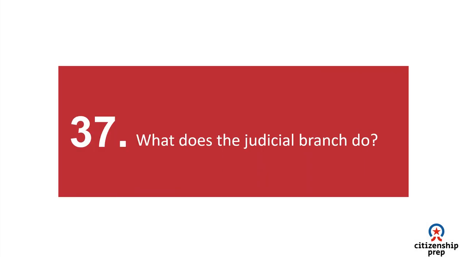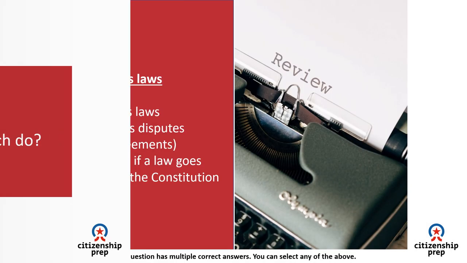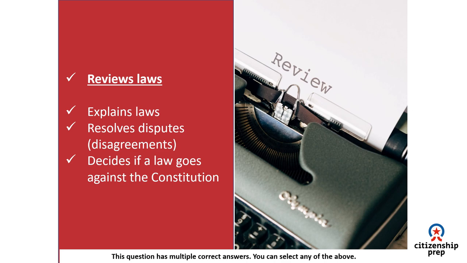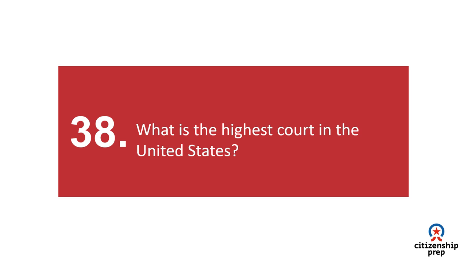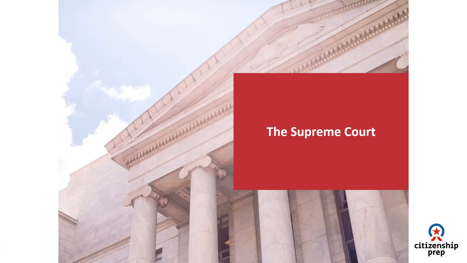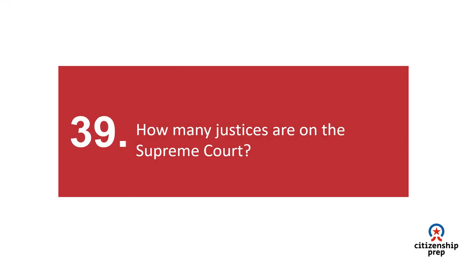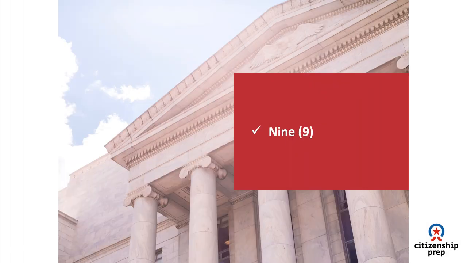What does the judicial branch do? Reviews laws. What is the highest court in the United States? The Supreme Court. How many justices are on the Supreme Court? 9.